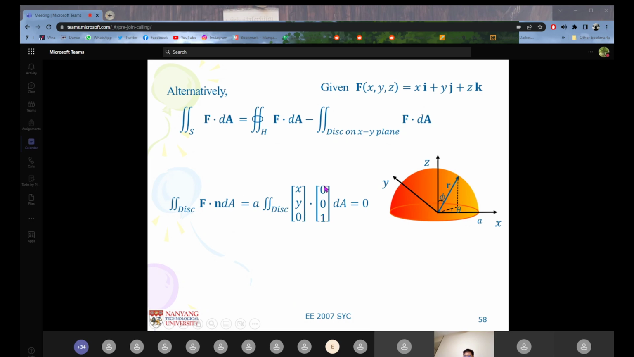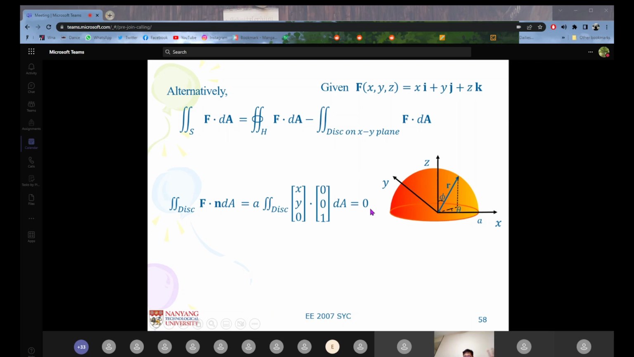Right? Because the normal here is this vector pointing in the Z direction. And over here, what happened on the disk? On the disk here, what happened to the Z? Z is 0, right? So X, Y, Z, with Z replaced by 0. So the dot product of these two here will be 0. So integrating 0, you get 0.